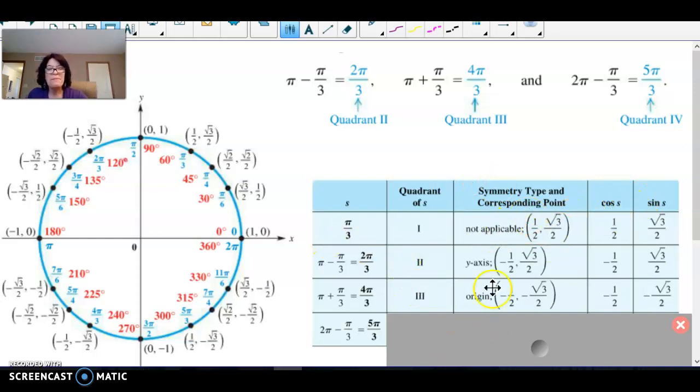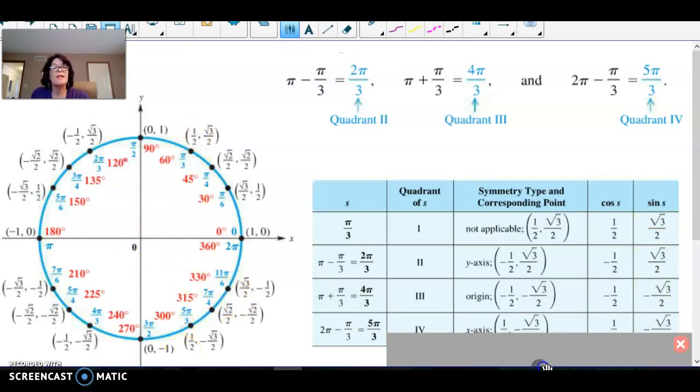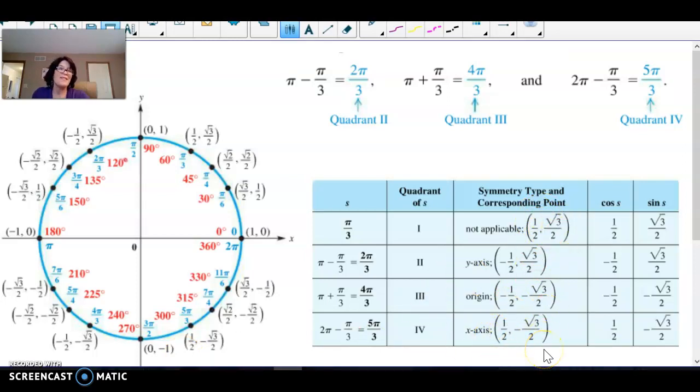We're starting there. Okay. Quadrant 3, then I'm symmetric across the origin, so completely opposite. Whatever pi over 3 was, my x and y are going to be opposites. Instead of positive a half, it's negative a half. Instead of square root of 3 over 2, it's negative square root of 3 over 2. And then 5 pi over 3, of course, is symmetric across the x-axis. So the x's are the same, but the y's are opposites. Just an idea. That's how this first quadrant works.